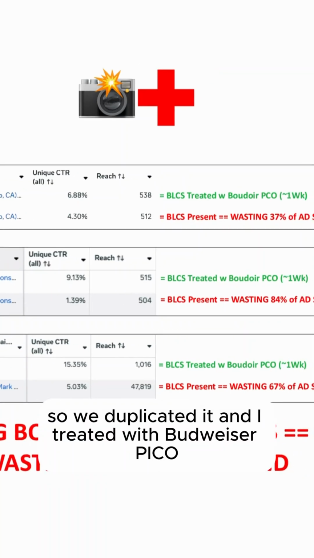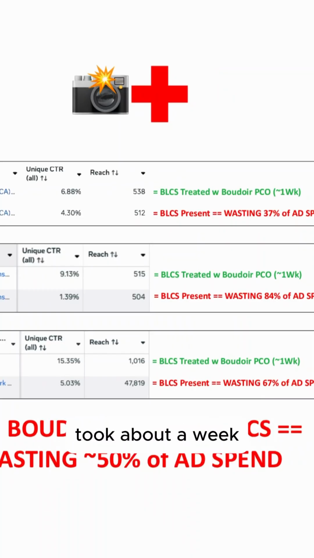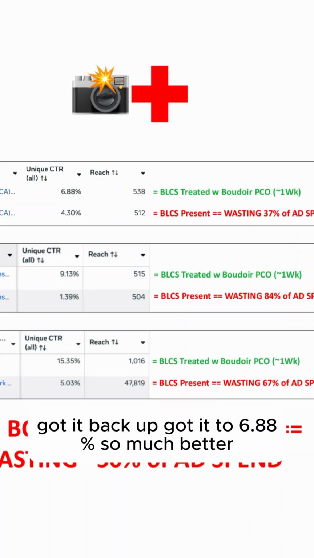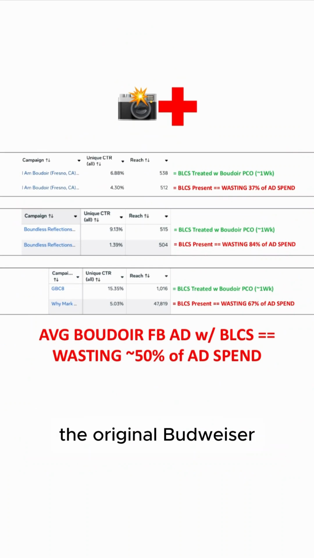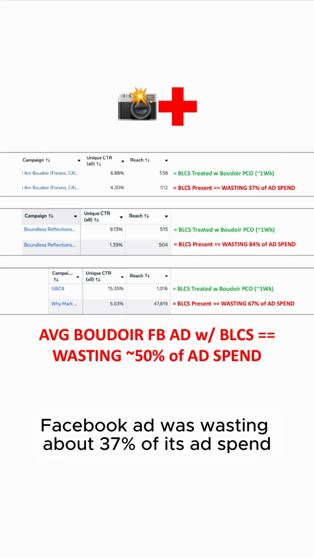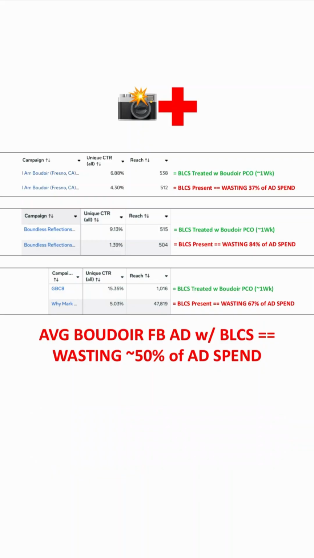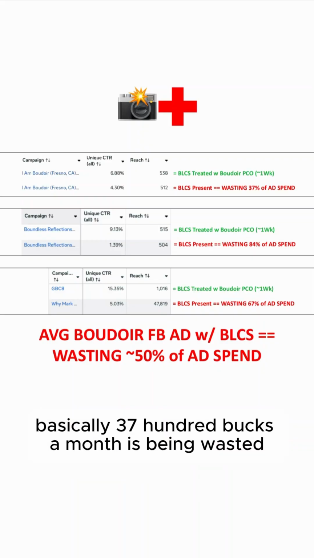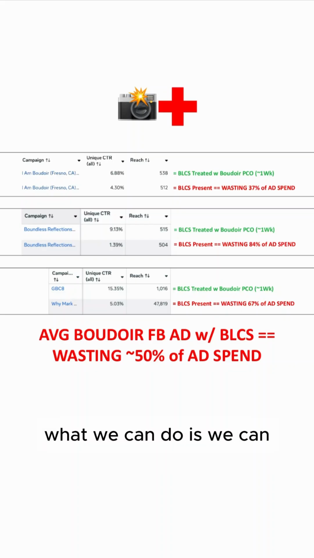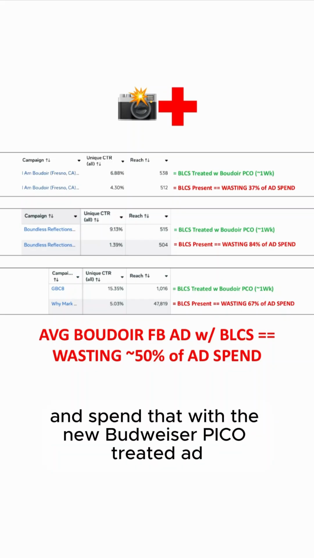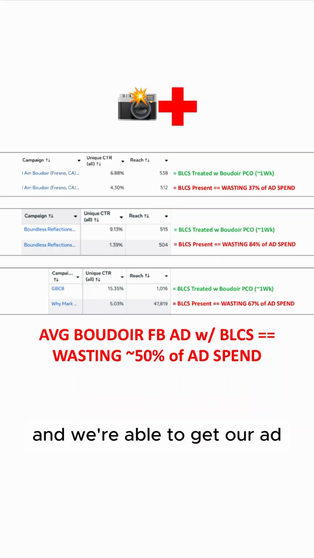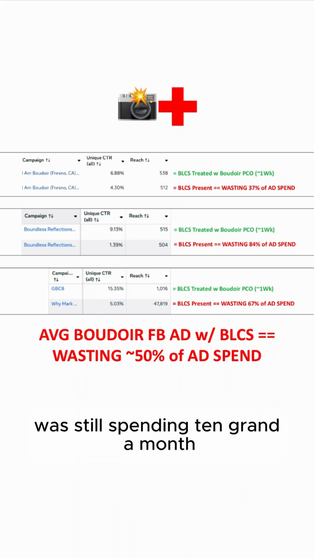So we duplicated it, and I treated it with Boudoir Pico, took about a week, got it back up, got it to 6.88%. So, much better. So we found out the original Boudoir Facebook ad was wasting about 37% of its ad spend. So if they're spending 10 grand a month on Boudoir Facebook ads, basically 3,700 bucks a month was being wasted on that original ad. So what we can do is cut our ad spend by that amount, pocket it, only spend 6,300 bucks a month, and spend that with the new Boudoir Pico treated ad, and we're able to get our ad into the same number of women's brains as if the original was still spending 10 grand a month.